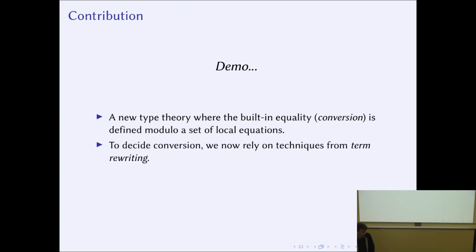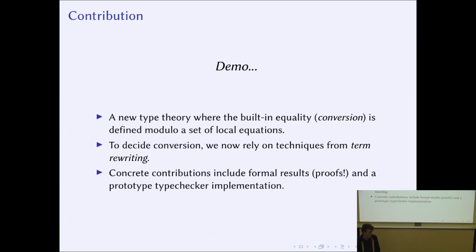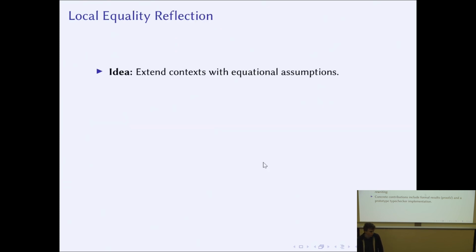as opposed to propositional equality, which is the variant where we have to reason with manually. And so to decide this conversion relation, we rely on some actually quite simple techniques from term rewriting. So the real complexity here is integrating these with dependent types so we maintain decidable type checking, so we can actually have a computer implementation. And then the concrete contributions are some formal results and proofs that I'll explain in a bit, and then also obviously that type checker implementation you just saw.